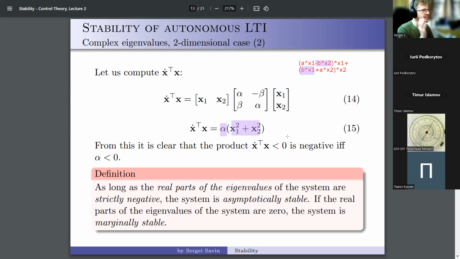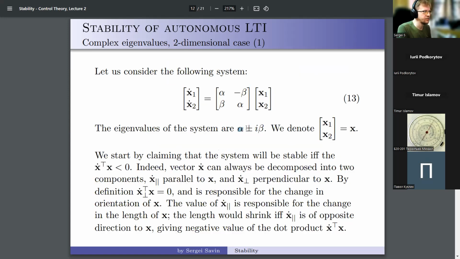But we said this has to be negative. Since x1 squared and x2 squared are both positive numbers, the square of a real number is always positive, it means that alpha has to be negative. So what we found is that alpha, let's go back a step, alpha is the real part of the eigenvalue here. Beta is the imaginary part, alpha is the real part.